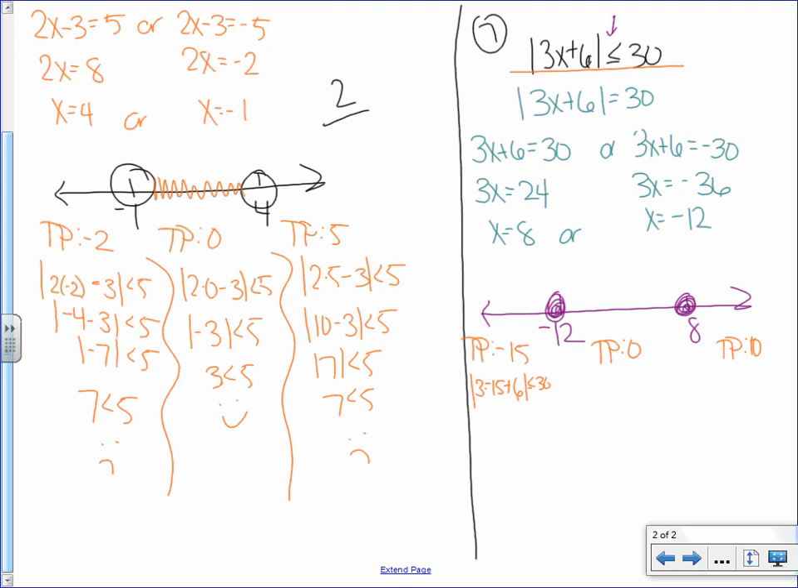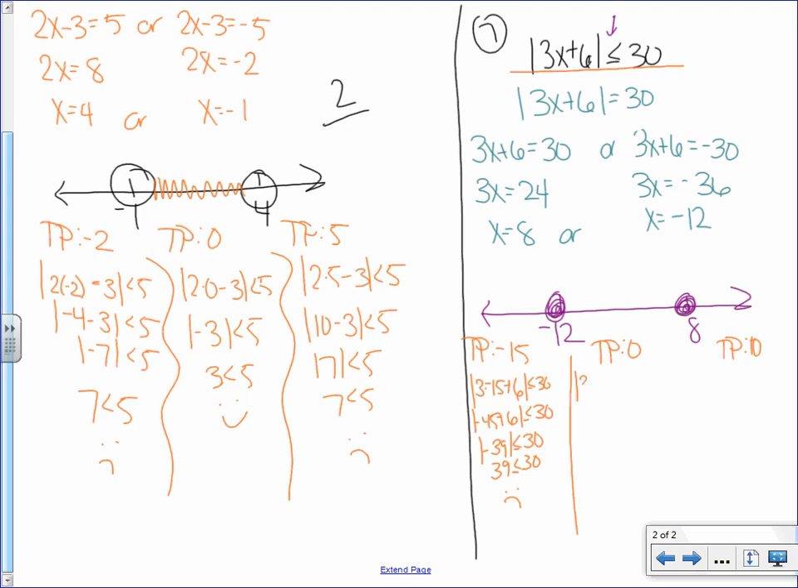3 times negative 15 is going to give me negative 45, plus 6. And negative 45 plus 6 is going to give me negative 39. And the absolute value of negative 39 is just 39, and that is not less than or equal to 30, so I'm not going to shade over there.